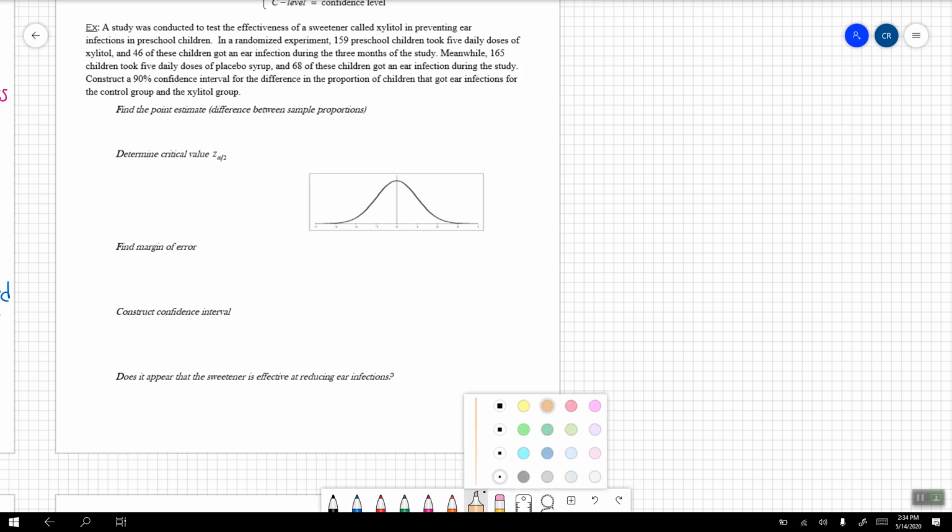So we want a 90% confidence interval. That's what they're asking us to do here.